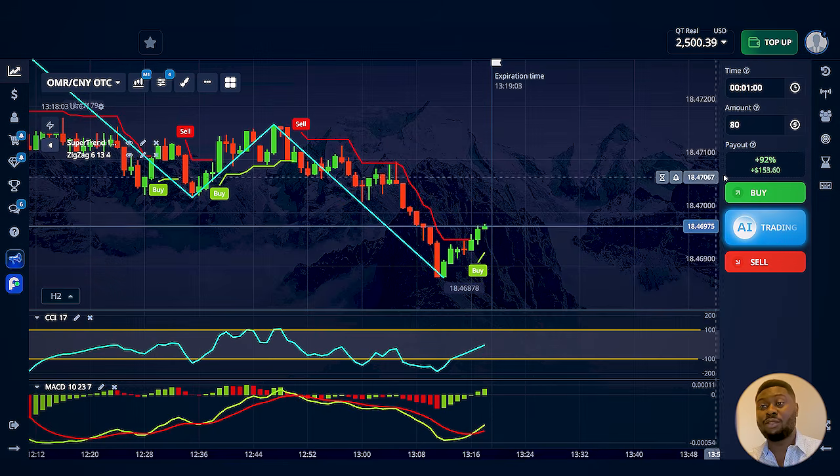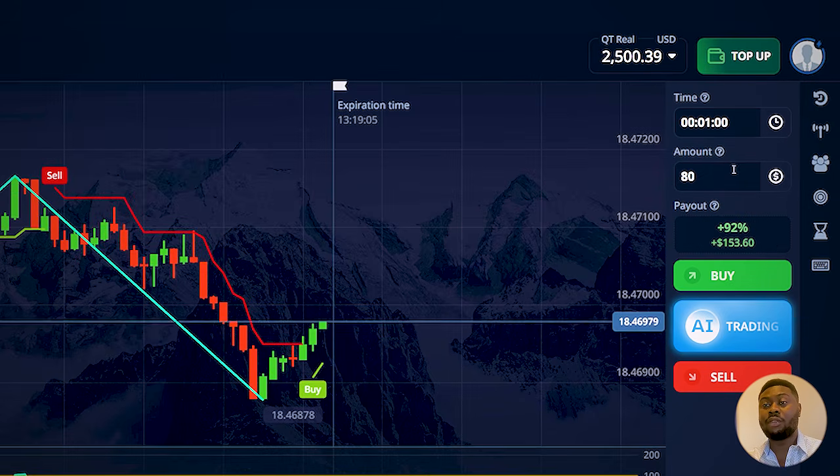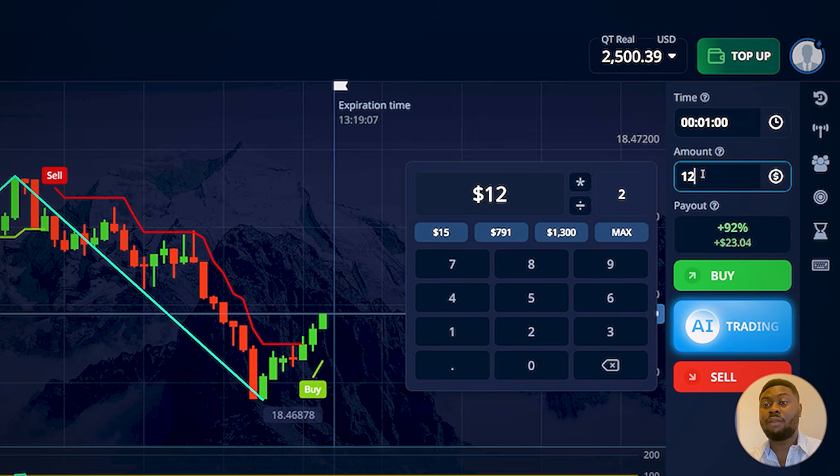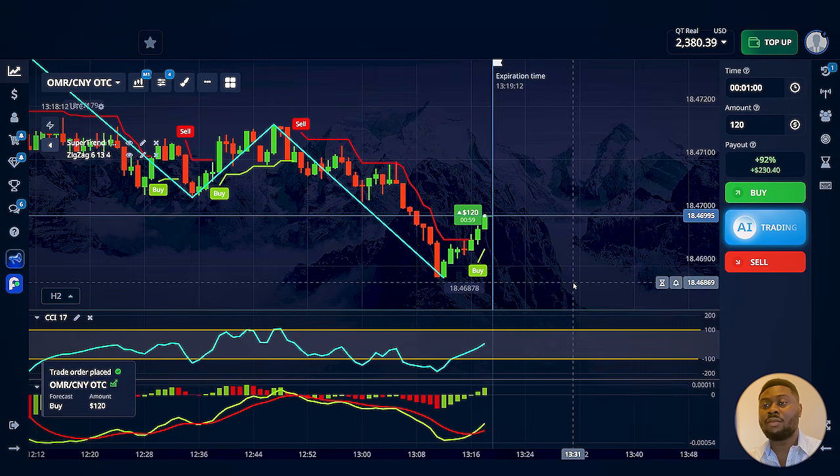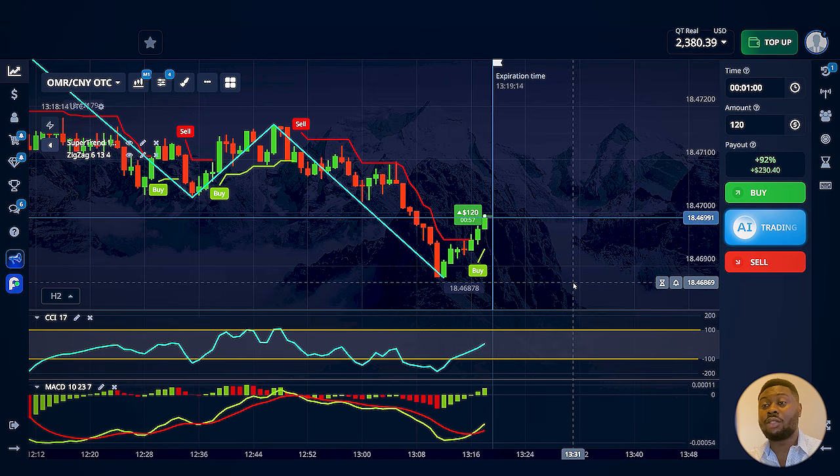I found the first suitable situation. I'll use 1 minute of trading time. I'll start with the amount of $120. My forecast is that the price will rise. Now let's analyze the situation.